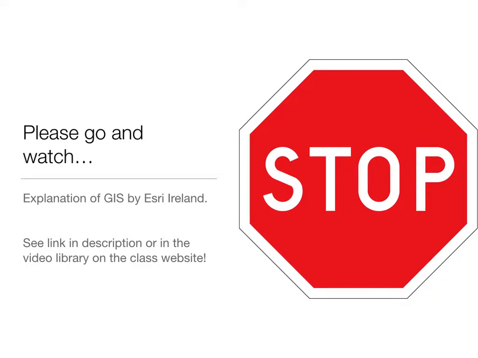Here's our next stop sign. This is a short video. It's an explanation of GIS by Esri Ireland. Esri is a company that has a Geographic Information System program. So go ahead and watch this video. This lady's going to explain to you what GIS is, how GIS has been used in the past, and the future of GIS.